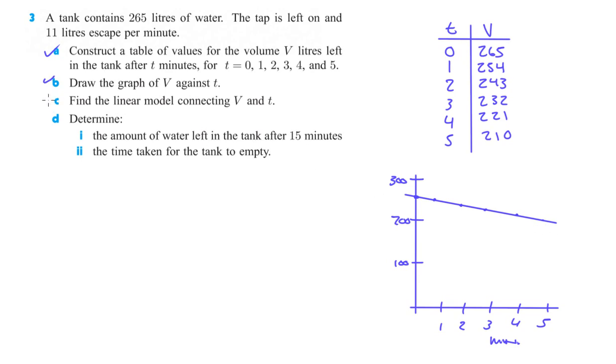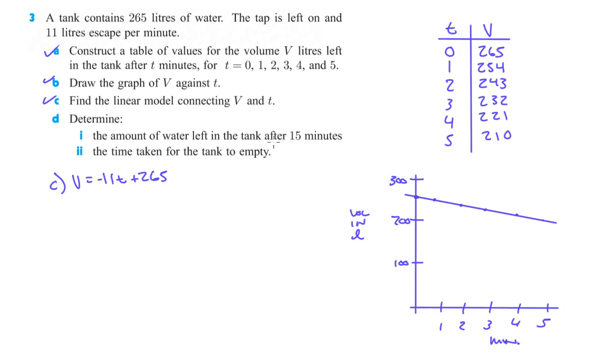Okay. Find the linear model connecting V and T. Can't check that off, didn't do it yet. So this is volume in liters. Our volume is going to equal, it starts with 265 and we're losing 11, so I'm going to do negative 11 times the minutes, which they're calling T, not M, so negative 11T, and we start at 265. There's our linear model.